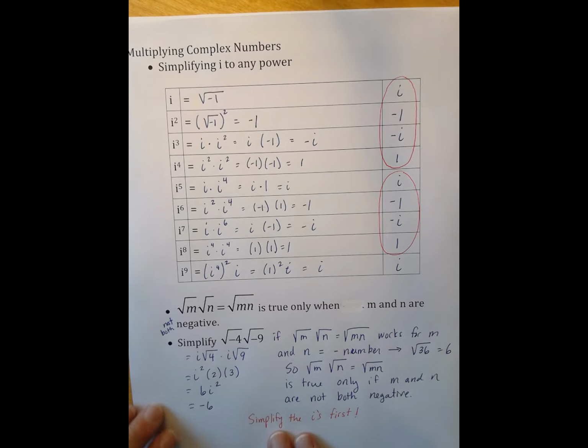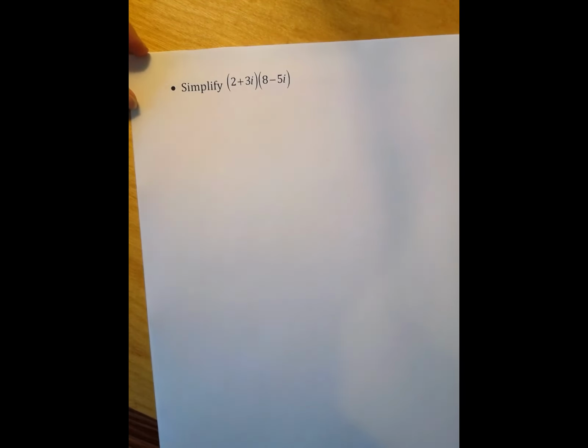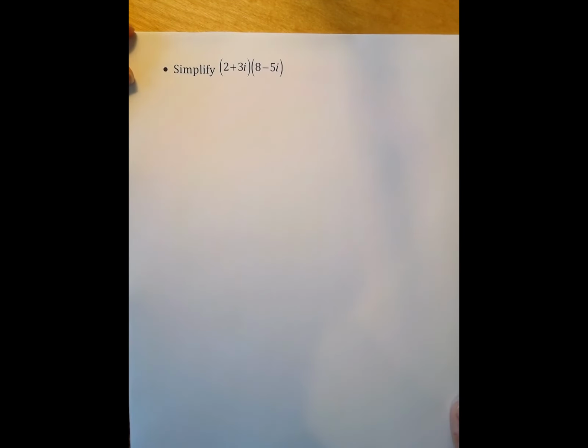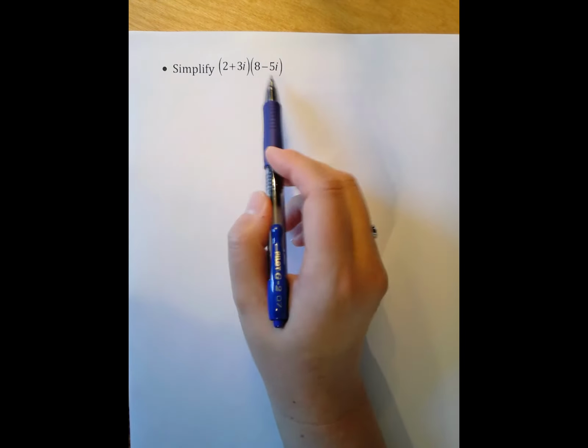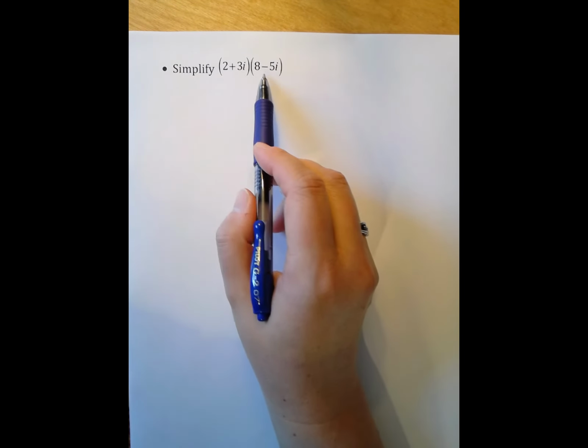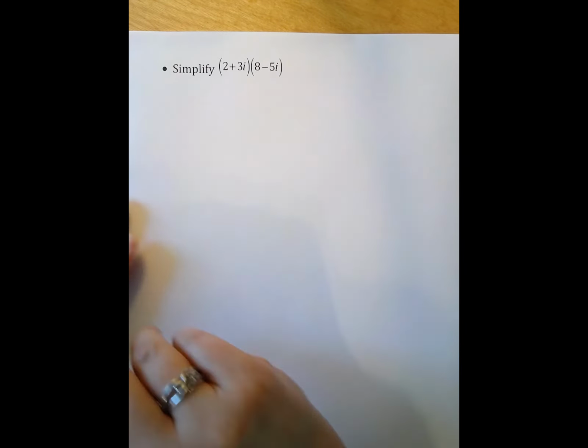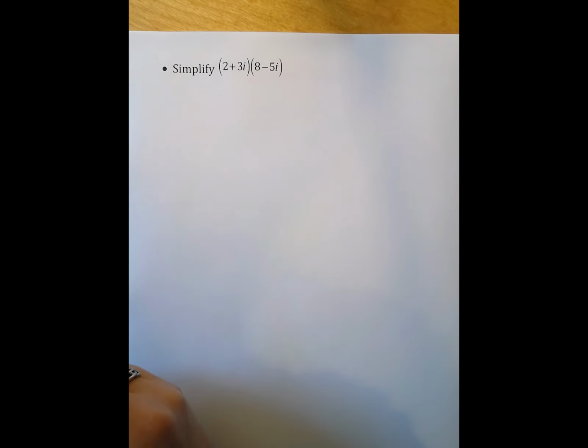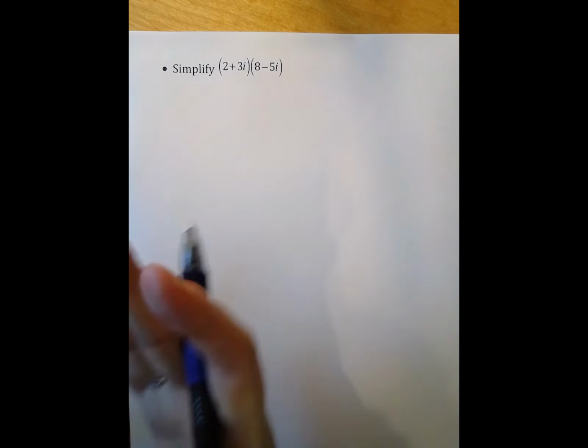Let's look at a second example that you will often see when you're multiplying i's. The other most common problem that you'll be given is multiplying two complex numbers, so an a plus bi and a c plus di. And this multiplication is the same that you would have done if you had two binomials being multiplied.